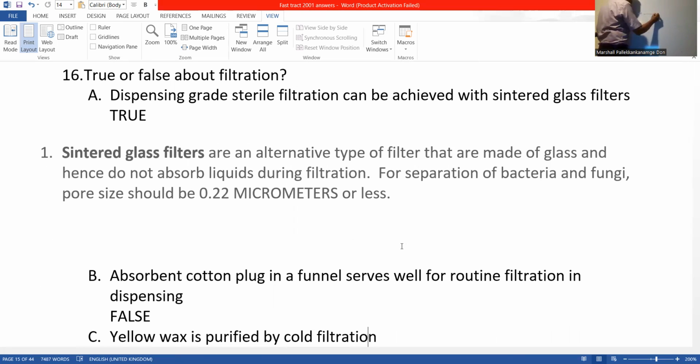When you filter, the pore size is the size of the opening. So this is 0.22 micrometers. It should be less than 0.22 micrometers to separate bacteria.